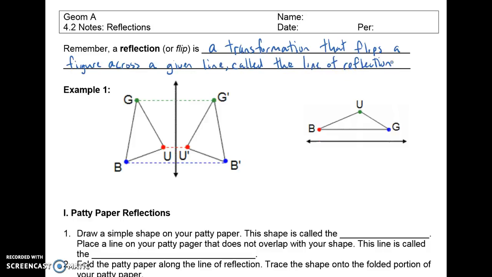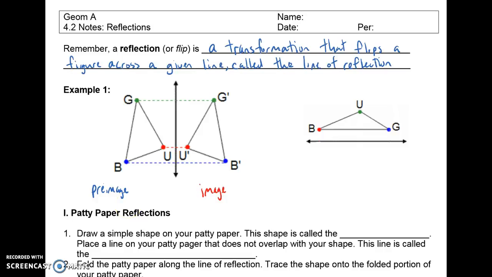And that line of reflection is going to be the rule that we're using when we flip our figures in the coordinate plane or in general. So if you take a look at this example 1, I've got two diagrams for you. One's already got the completed transformation. And just remembering some vocabulary, remember if we have B, U, G, this is our preimage, compared to the B prime, U prime, G prime, which is the image, right? The before and the after.